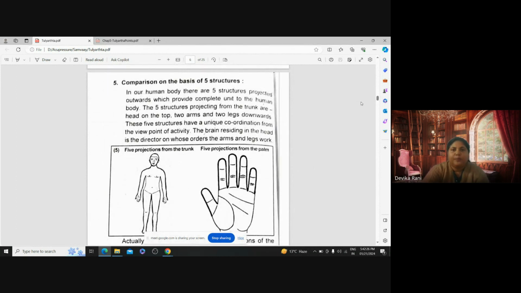Okay, now we move on to the 5 projections. Now, if you see, we did the 4 projections, which is the 2 legs and the 2 hands. Just like in the body, we saw it is similar in the hands. Now, from the trunk, there is another projection, which is your head. So here, the 5th part, the head and neck portion, this whole projection will be represented by the thumb. It is here.